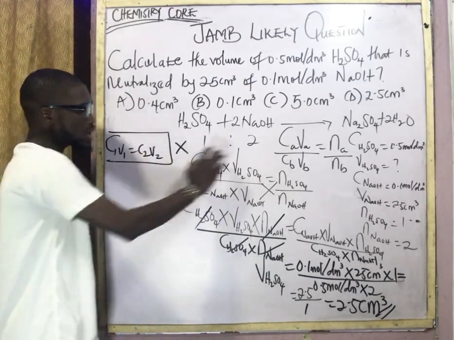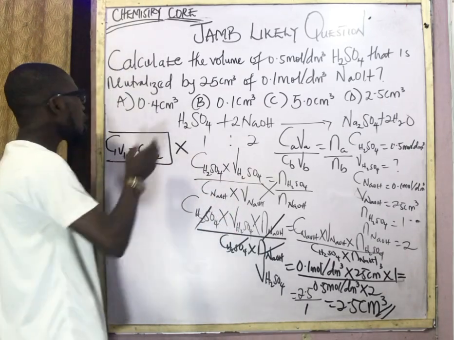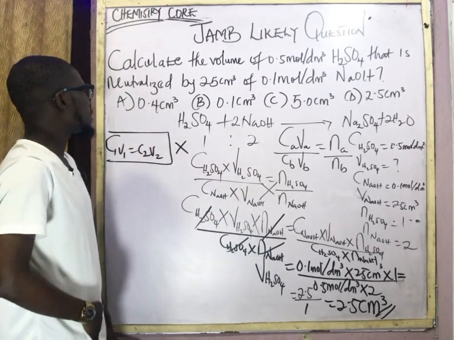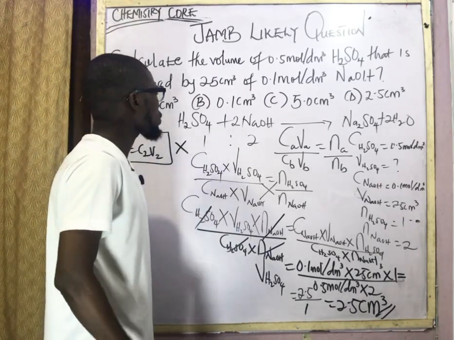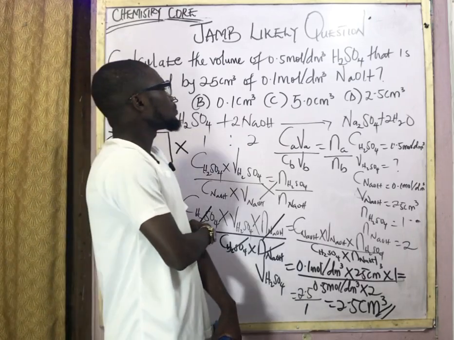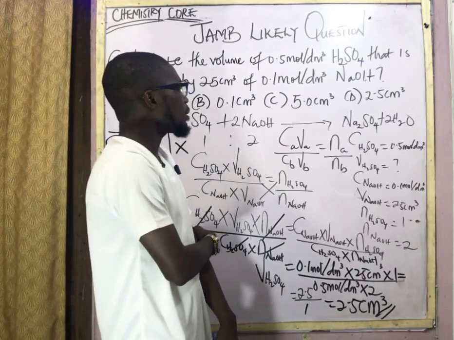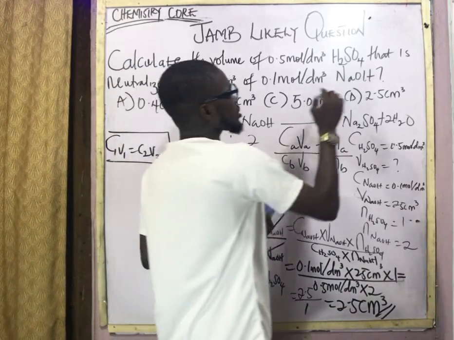Is that clear now? So guys, our final answer is 2.5 cm cube. Option A, we have 0.4 cm cube. Nope. Option B, we have 0.1 cm cube. Wrong. Option C, we have 5.0 cm cube. While option D is the final answer.